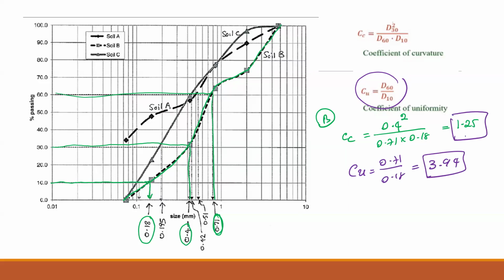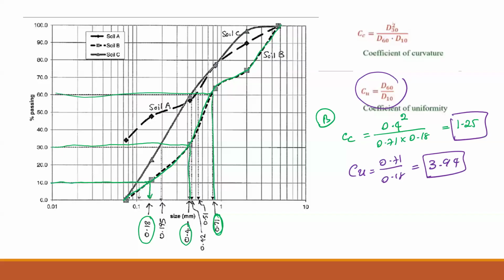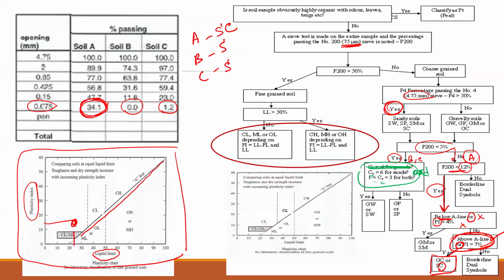Now, when you go to here, CU should be more than 6. So our CU is less than 6. And also CC should be, both should be satisfied. If one is not satisfied, we go to the no side. So they are poorly graded. So B is a poorly graded one.